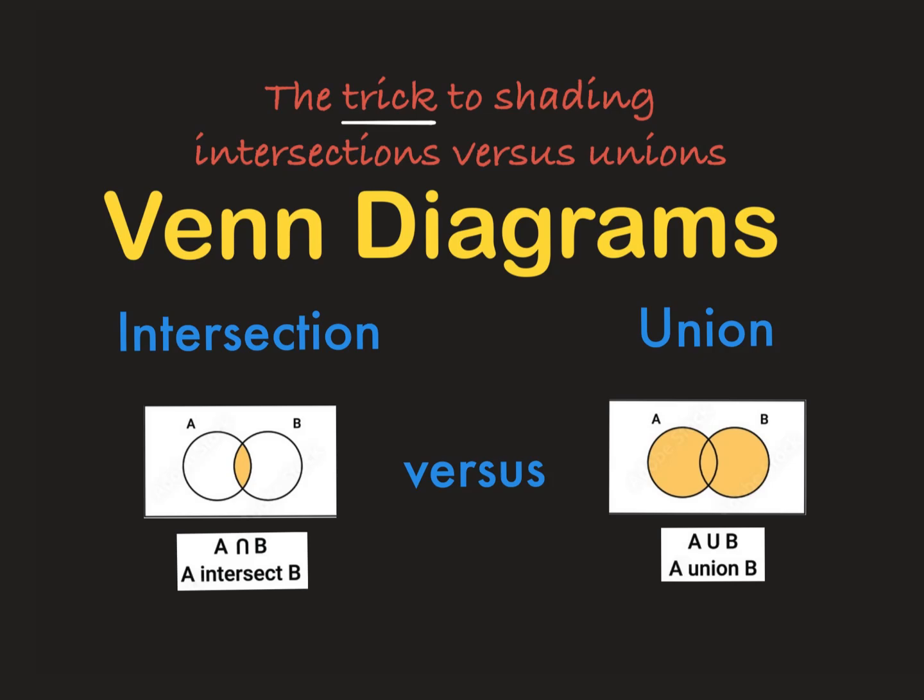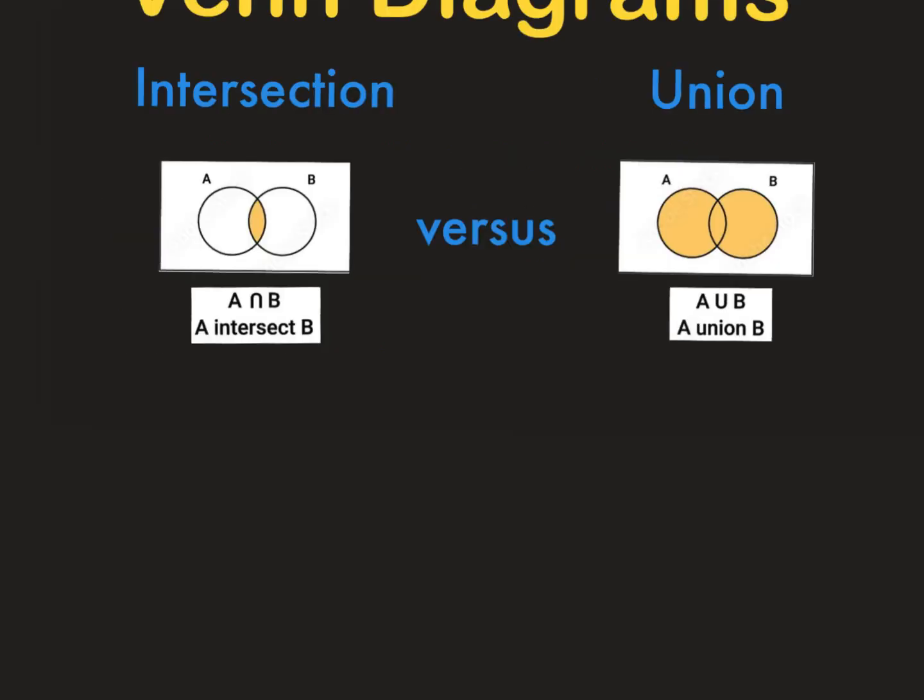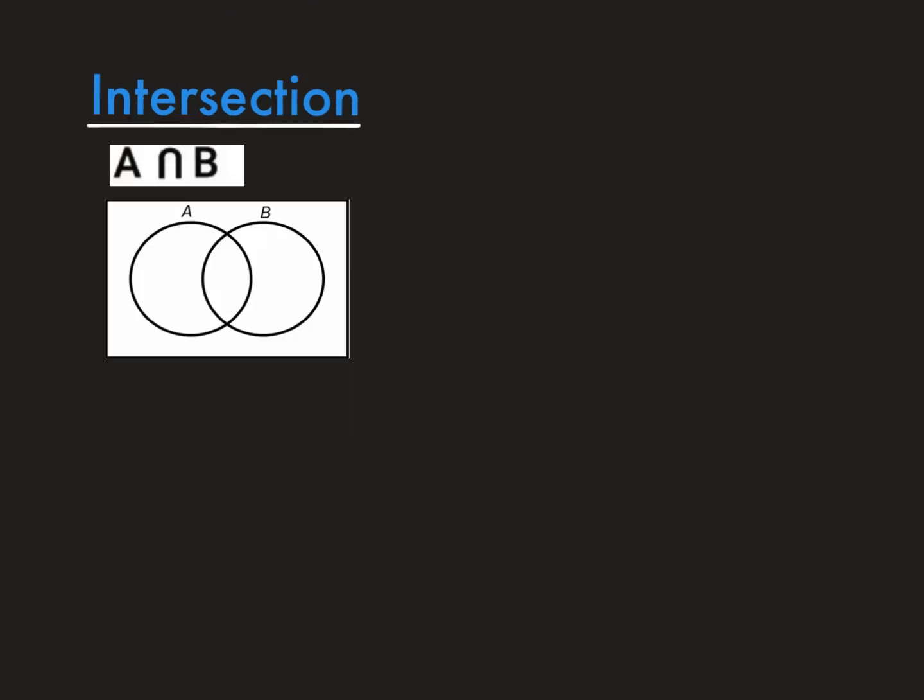I'm here to show you a trick to shading intersections versus unions in Venn diagrams. As you can see, there's a big difference between a set A intersecting set B and set A with the union of set B. Let's look at some intersection problems. Let's look at the familiar one, A intersection B. We can also say A and B.